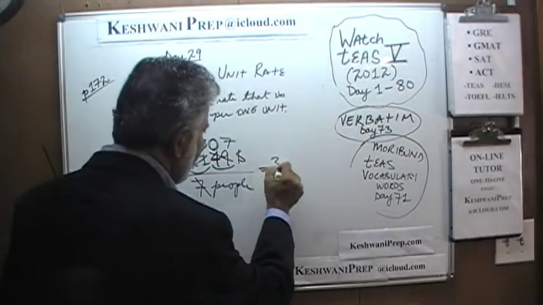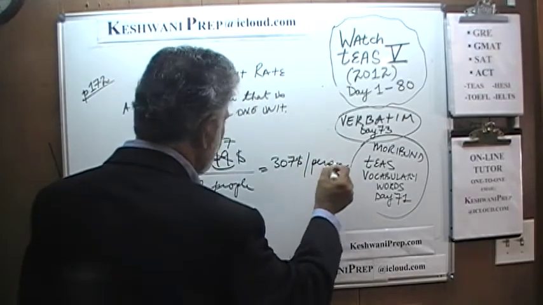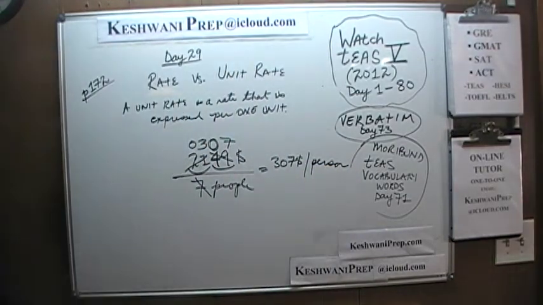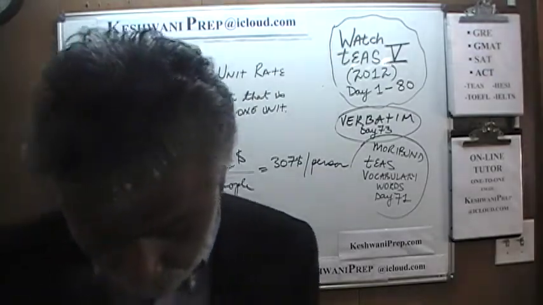There you go. And the 7 goes away, and it's no longer people. It is now $307 per person. Per person. $307 per person. And that's all. That's how we go from a given rate to a unit rate.